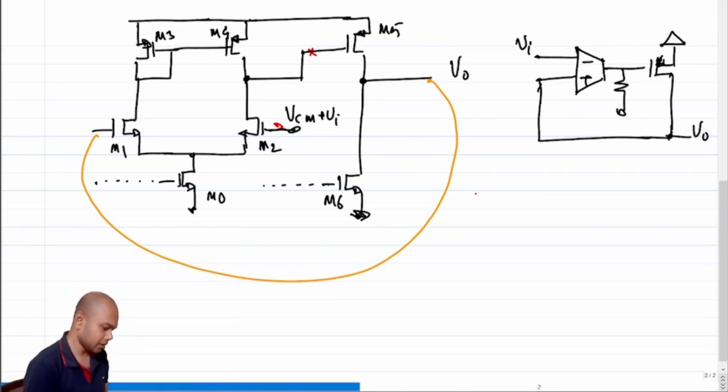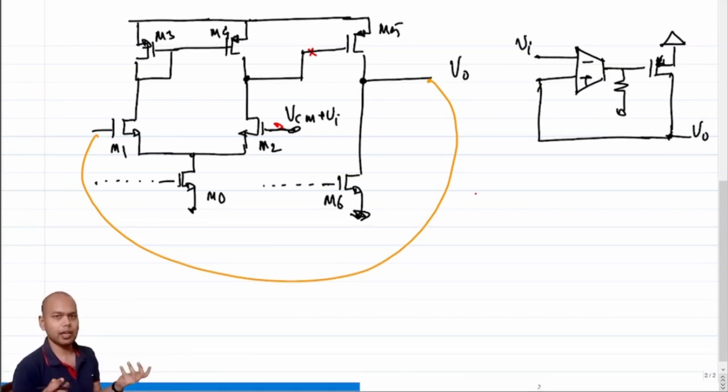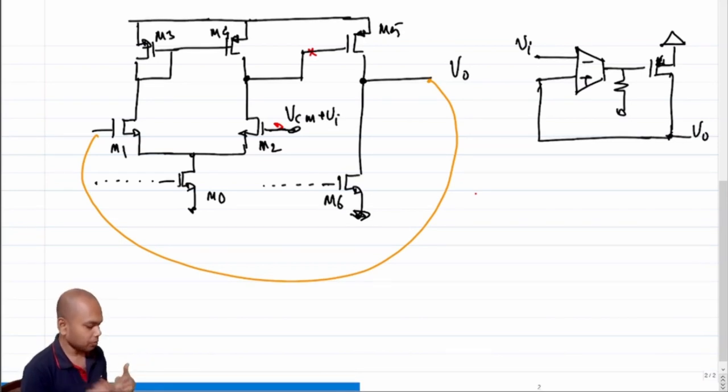So now the question I am asking is, now that this is a negative feedback loop, whether the negative feedback loop is stable with adequate phase margin or not, right? To answer that question, what we first need to find out is what are the capacitances associated with this negative feedback loop, right? Then only we can answer that question. So what are the capacitances associated? These are all MOSFETs, so all the capacitances are the usual ones.